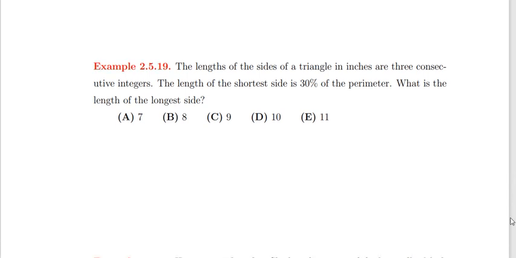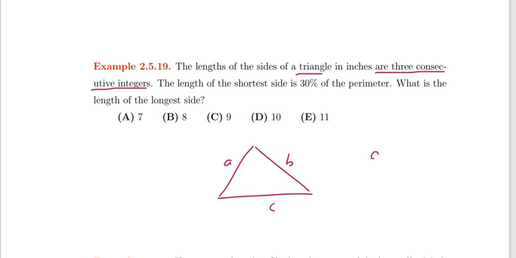So this is the length of the sides of a triangle in inches, which are 3 consecutive integers. Suppose we have 3 sides, A the smaller one, then B, C. Suppose A is less than B, less than C. So A is the length of the shortest side.